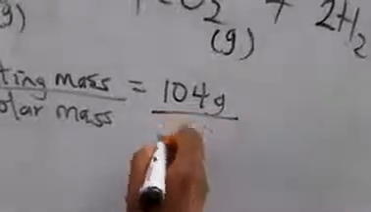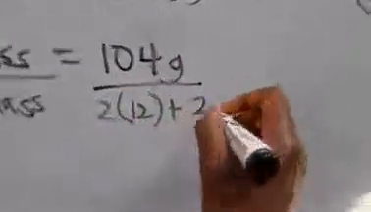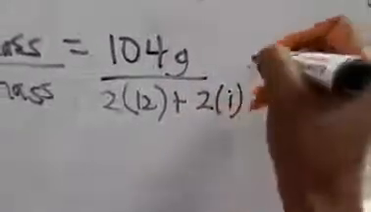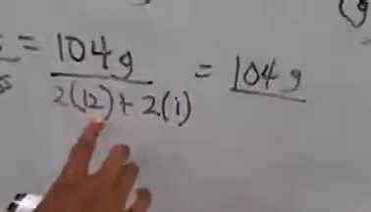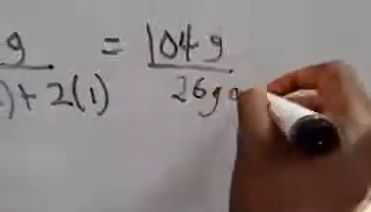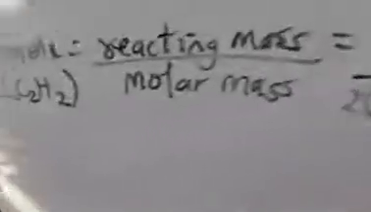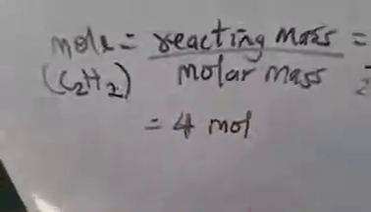Then we have 2 atoms of carbon. Carbon is 12, plus 2 atoms of hydrogen. Hydrogen is 1. We have 104 grams over 2 times 12 plus 4 times 1. 2 times 12 is 24, plus 4. That's 28 grams per mole. So the mole of ethylene is given as 104 divided by 28, which is 4 mole. So this is the amount of ethylene.